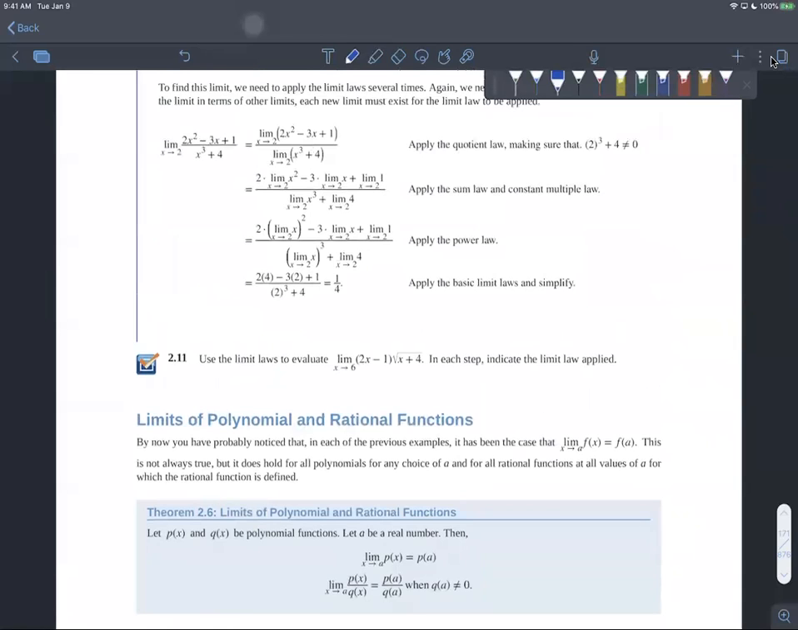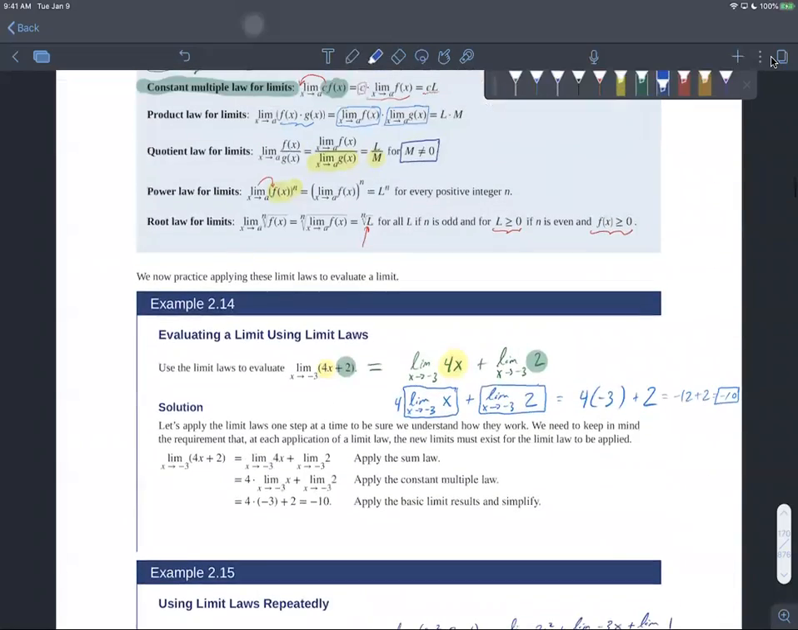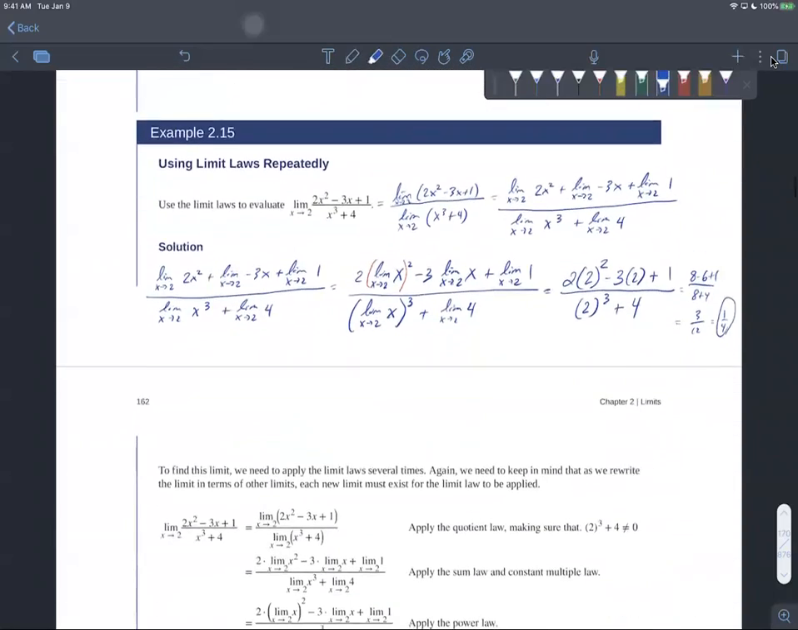Now, here we go. By now, you have probably noticed that in each of the previous examples, it has been the case that the limit as x approaches a of f of x has just been exactly f of a. This is not always true, but it does hold for all polynomials, for any choice of a, and for all rational functions at all values of a for which the rational function is defined. Of course, we can't have the denominator be 0. But notice that we did one polynomial example in example 2.14, and then one rational function example.